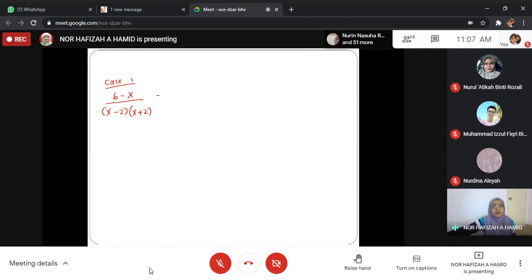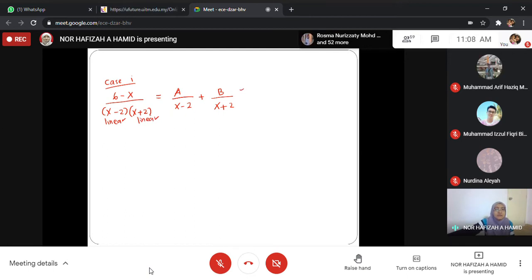Okay, so the general form of the partial fraction is a over x minus 2 plus b over x plus 2. Okay, so this is when both of the factors, or all the factors, are in terms of linear. So this is the general form of the partial fraction. Next we have case 2.